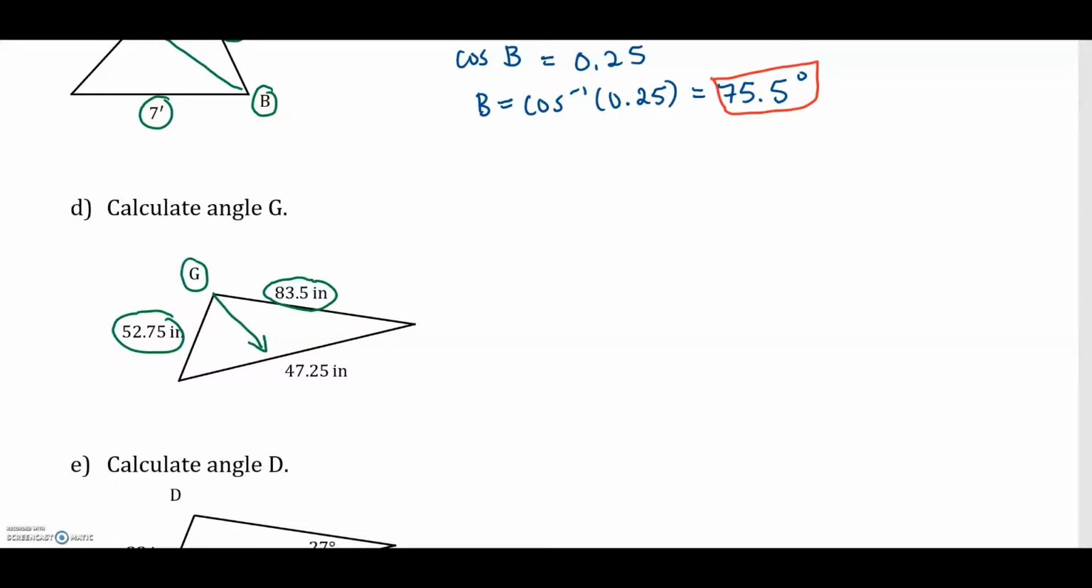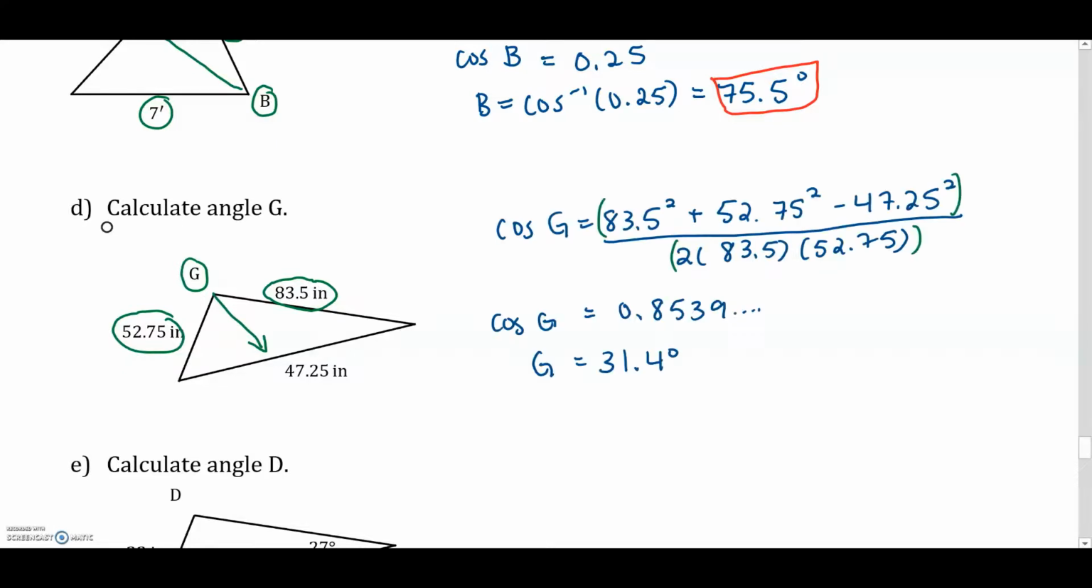Now pause the video and set up an equation to find angle G using the cosine law as we did in part C, and compare your work to what is posted here. And when we solve for G, rounded to 1 decimal place, we end up finding that it is equal to 31.4 degrees.